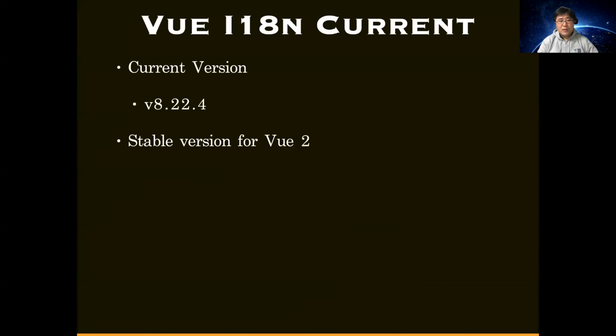Now, Vue I18n 8.22.4 is the latest and stable version for Vue version 2. So I've talked about Vue I18n stats and release histories. I think you can see how Vue I18n has been growing with the evolution of Vue releases.